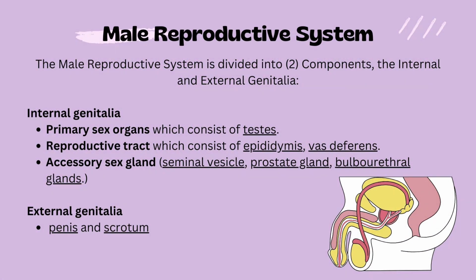So the male reproductive system is divided into two components: the internal and external genitalia. For the internal genitalia, these are the primary sex organs, which consist of testes, reproductive tract, which consists of epididymis, vas deferens, and last, the accessory sex glands, which consist of seminal vesicle, prostate gland, bulbourethral glands. And for the external genitalia are the penis and scrotum.